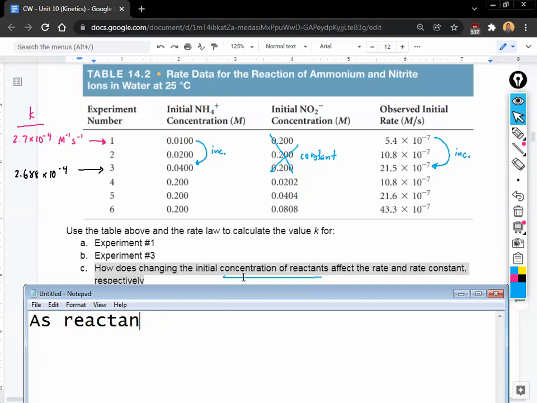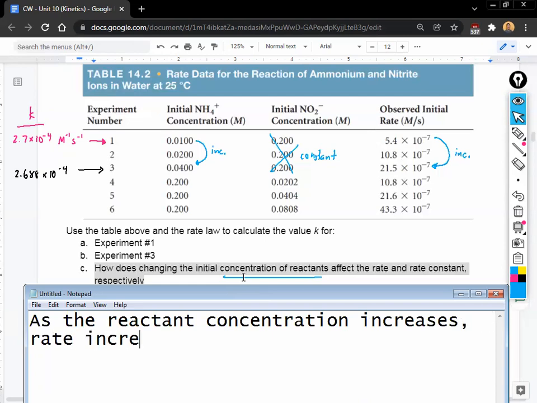As the reactant concentration increases, what happens to the rate? Rate increases. Okay. Very simple correlation that you guys can see, right? Now let's look at the K value. For the constant, did the number increase or did it decrease? It decreased. Because if you look at it, if we just ignore the times 10 to the negative 4, right?